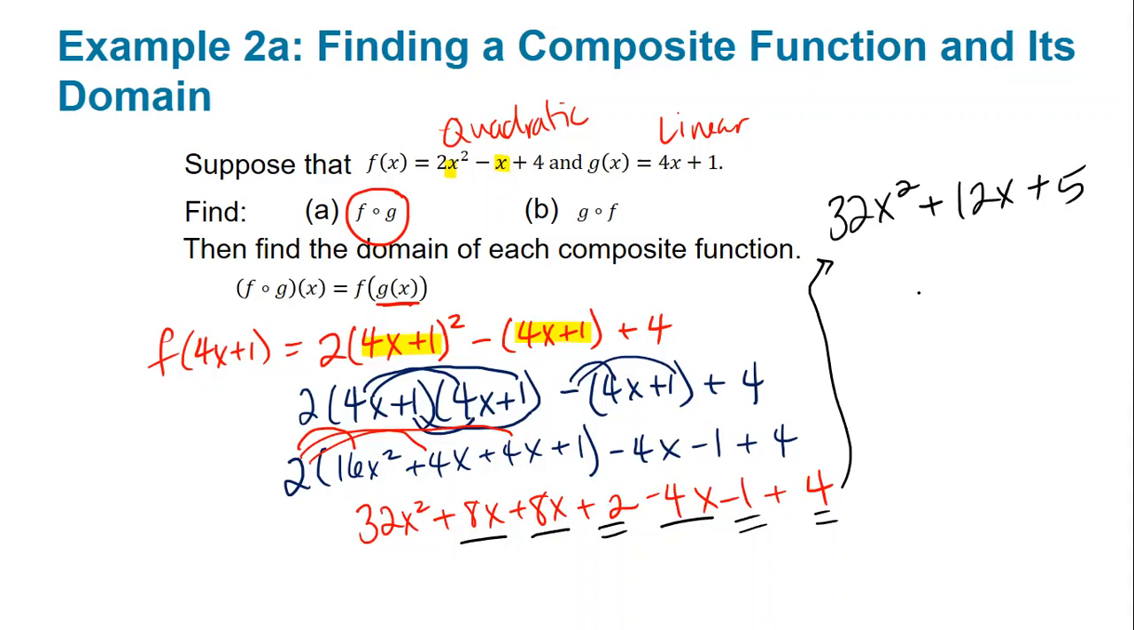And what type of function did I create? You're going to state its parent and then state the domain. What is the parent function? A quadratic. So therefore, what is the domain of this function? All real numbers, from negative infinity to positive infinity. And that's how you complete it. You find the composite, you describe its parent, and then state the domain.